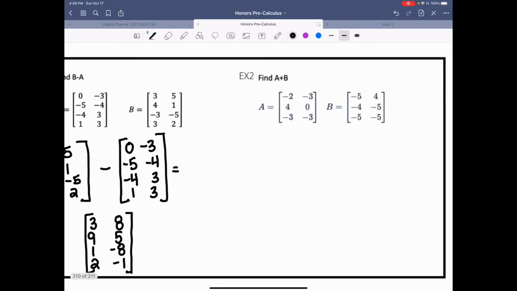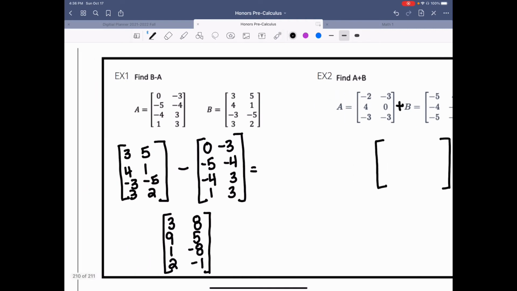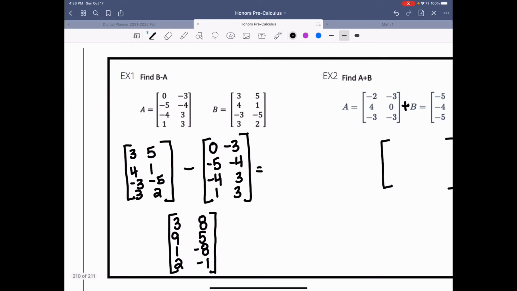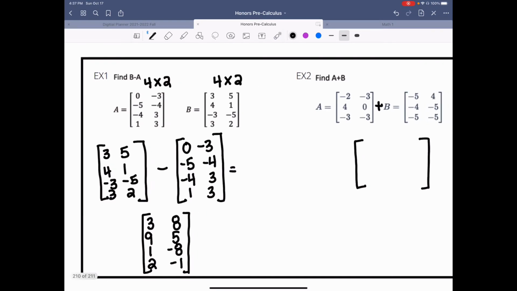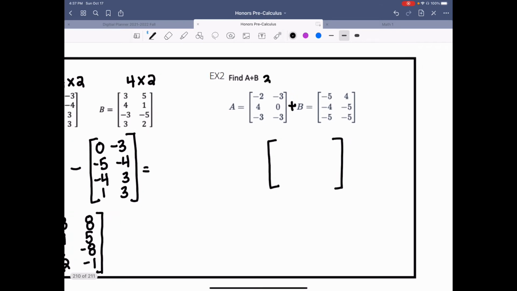All right, so for the next one, we're going to add these. Now, I'm not going to rewrite them because it's already in the order that we want. So we're going to add these two together. And I can add these together and just make sure, again, this worked out because this was a 4 by 2. This was also a 4 by 2. So we could add those because they had the same dimensions. So this one is a 3 by 2. This one is also a 3 by 2, so it works.